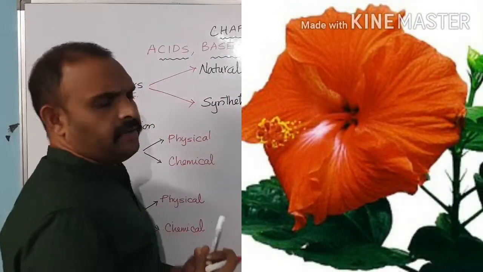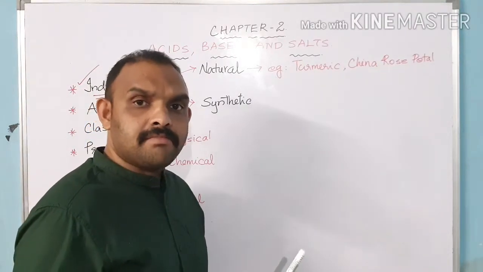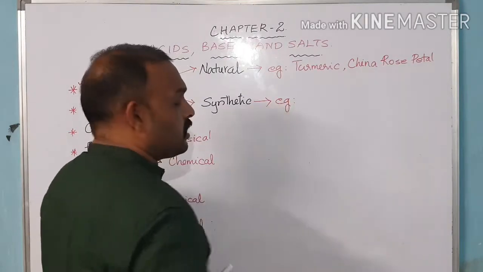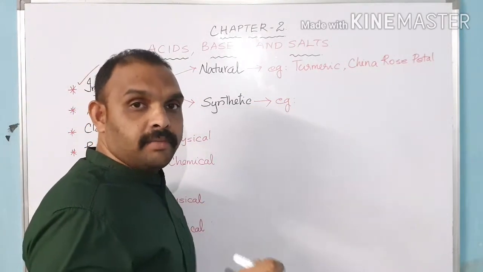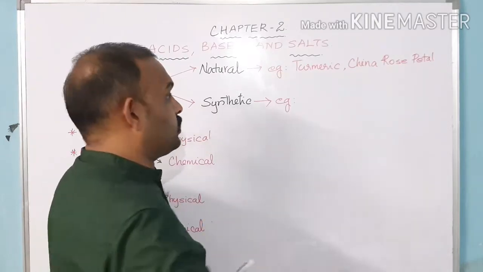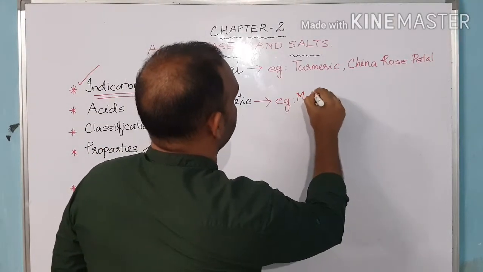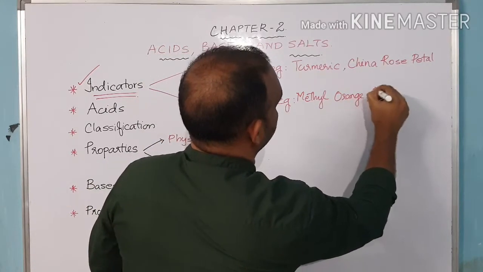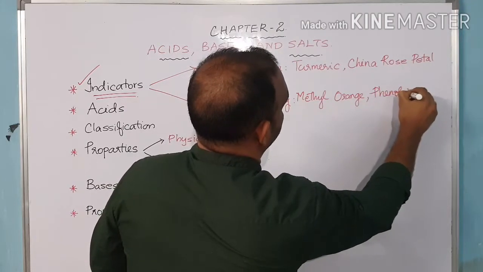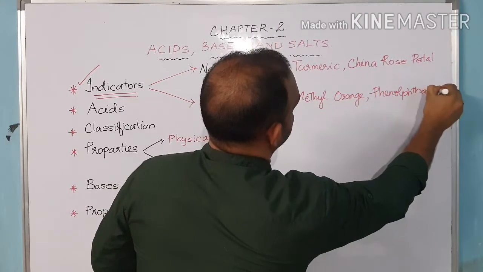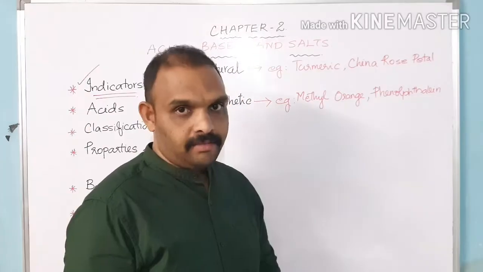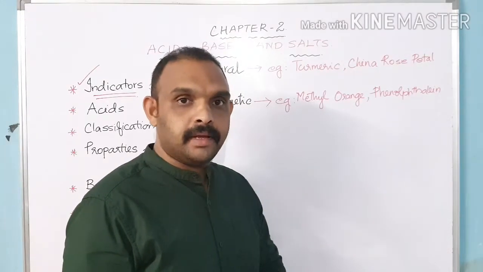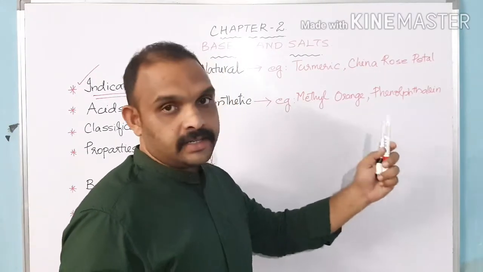Now synthetic, what is meant by synthetic? Synthetic means man-made indicators. Examples of synthetic or man-made indicators which are very commonly used in the chemistry lab for carrying out chemical reactions are methyl orange and phenolphthalein. This thing you have to remember. The name is phenolphthalein, because in 11th standard, when you carry out chemical reactions at the lab, you have to use these indicators.